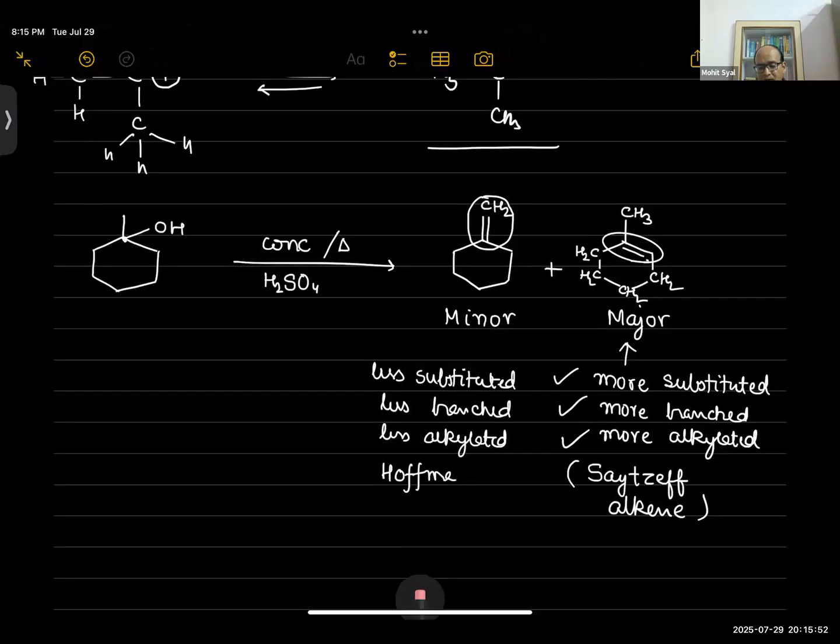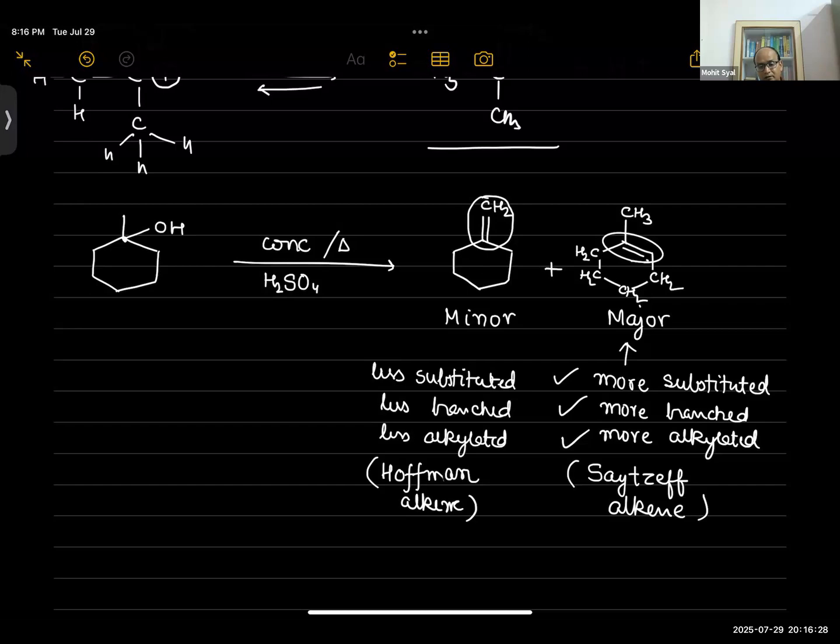So always remember, this was there in the previous chapter also, and it is there in the dehydration of alcohols also. This alkene is going to form in the lesser amount. Marwa, is it clear? Aisha, is it clear? All of you? Yes, sir. So I hope everybody understood how to decide which alkene is going to form in the larger amount and which alkene is going to form in the lesser amount. Got it?